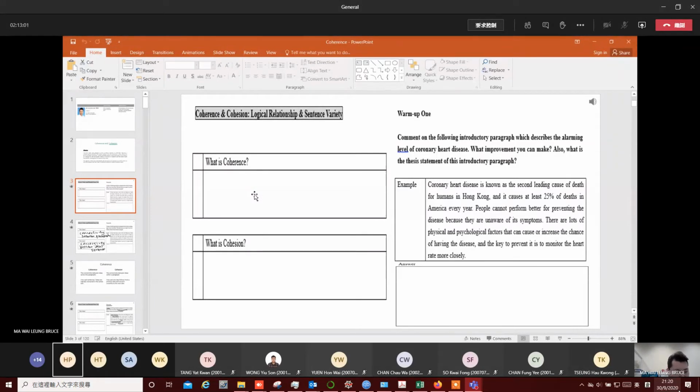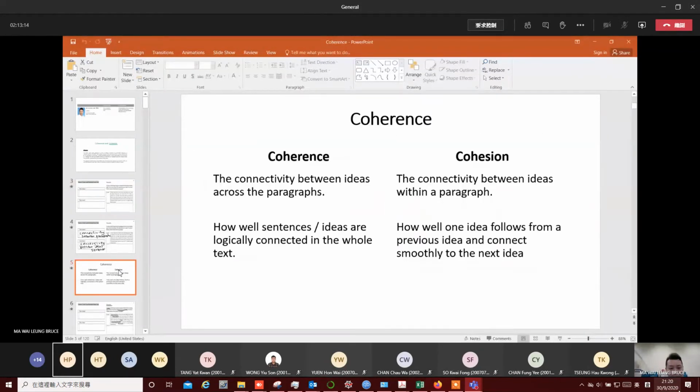Anyone? Okay, coherence and cohesion, they both involve collectivity: how to connect your ideas more logically, more smoothly. But coherence is about connecting ideas across paragraphs. So this is bigger. How about the other one? Cohesion is smaller. It's about connectivity between ideas within a paragraph. All right.